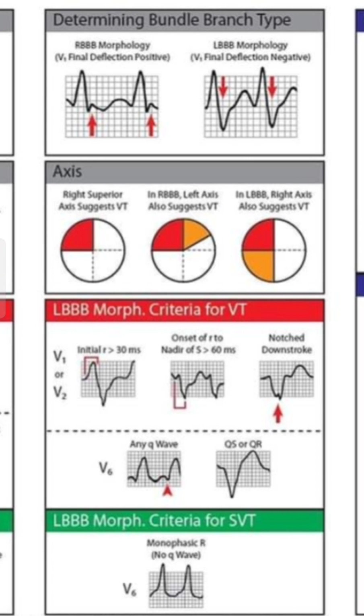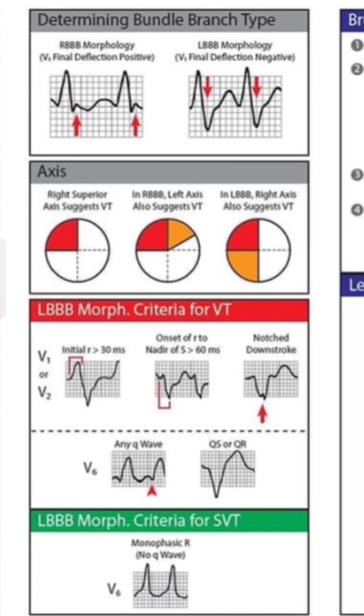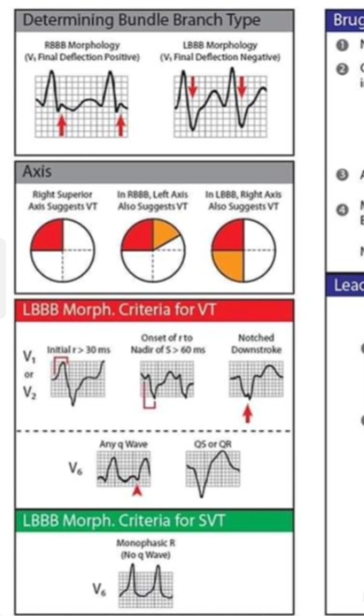LBBB morphology criteria for VT: V1 initial R is more than 30 milliseconds in V1 or V2. Onset of small r to nadir of S more than 60 milliseconds is also a criterion for VT in LBBB. A notched downstroke on the QRS complex indicates LBBB morphology criteria for VT. V6 may have small q waves, big Q, big S, or big Q, big R morphology.